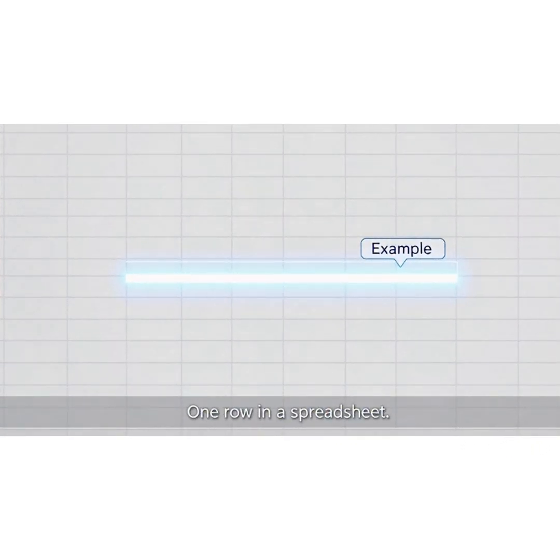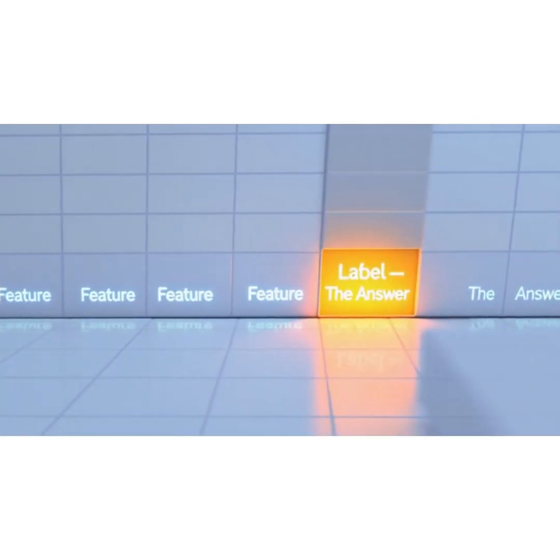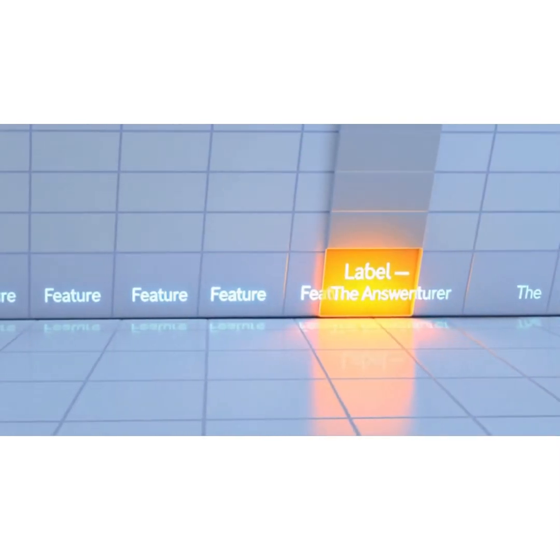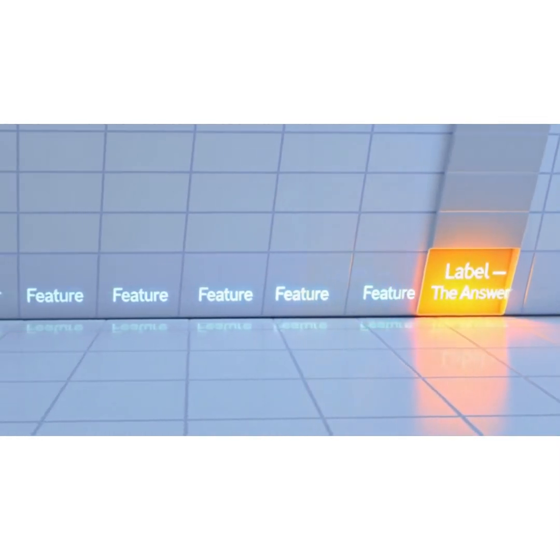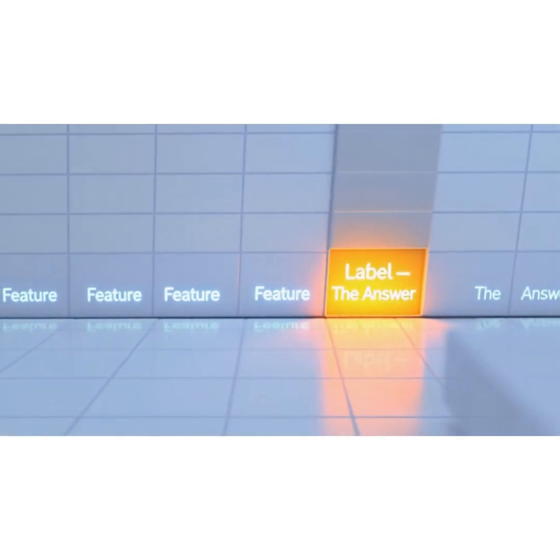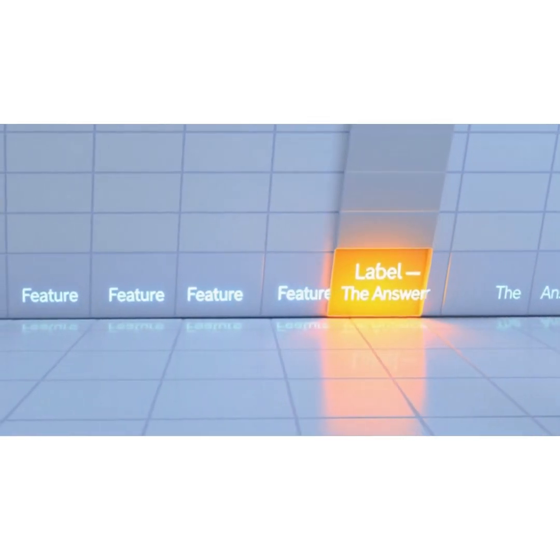Datasets are made up of individual examples. You can think of an example as analogous to a single row in a spreadsheet. Each example contains features and a label. Features are the input values the model uses to make a prediction. The label is the answer, the value we want the model to learn.